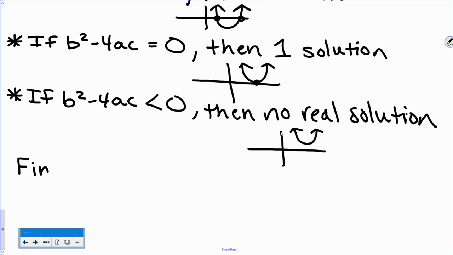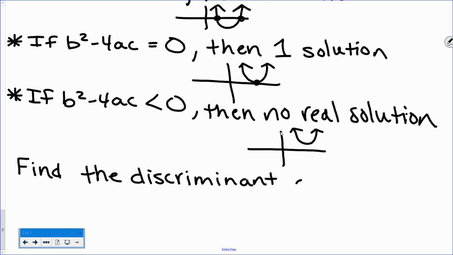So you may see the directions tell you to find the discriminant and determine the number of solutions.